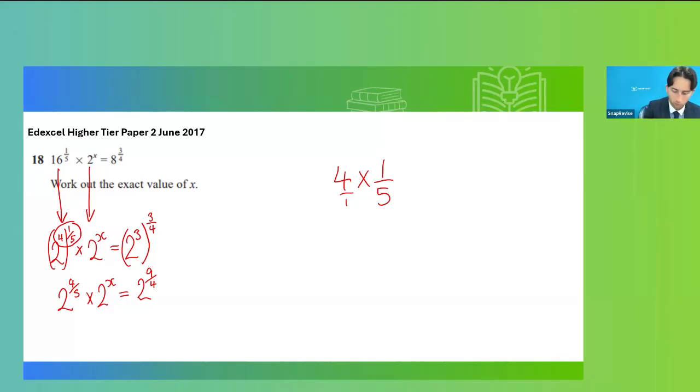And now, whilst it's still a little bit disconcerting, we are so close to the answer because we get 2 to the 4/5 plus x. Remember, when you times, you add the powers, equals 2 to the 9/4. And I know people are looking at this like, oh, that still doesn't look nice. But we're basically there. We've got a little linear equation now. This must just equal this. 2 to the thing equals 2 to that thing. The thing must equal the thing.